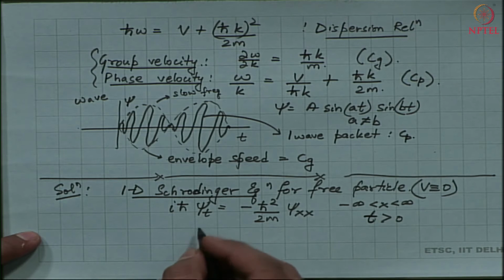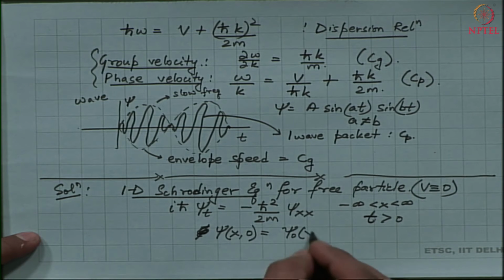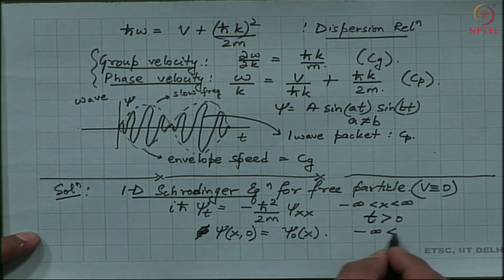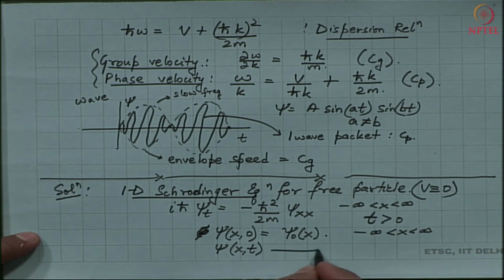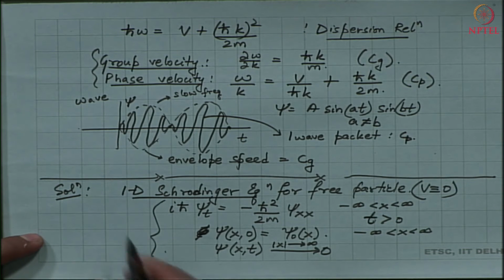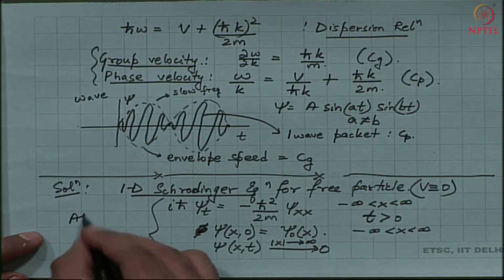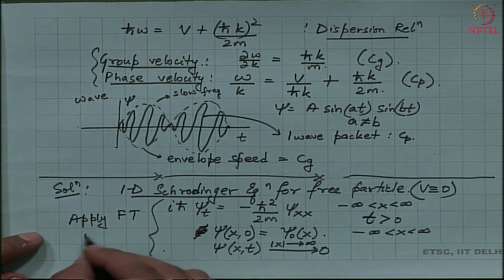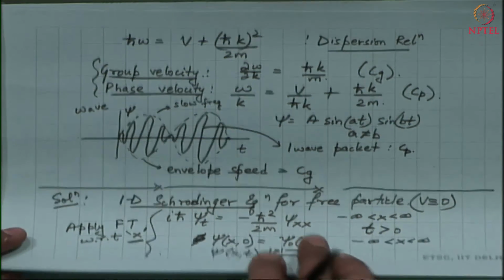So let me provide some boundary conditions. Psi of x comma 0, let us say, is psi 0 of x, again for x from negative infinity to infinity, and psi of x comma t decays to 0 as x goes to infinity. So in the far field the solution decays. To solve this, I apply the Fourier transform with respect to the variable x.